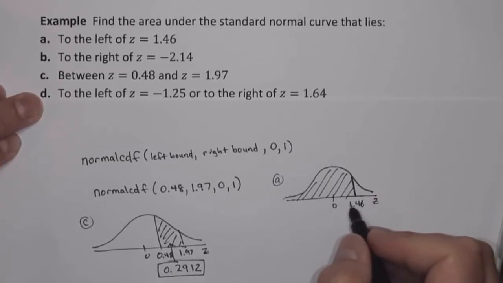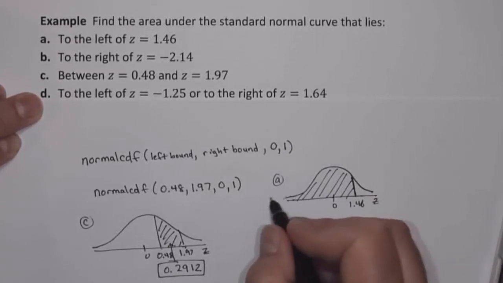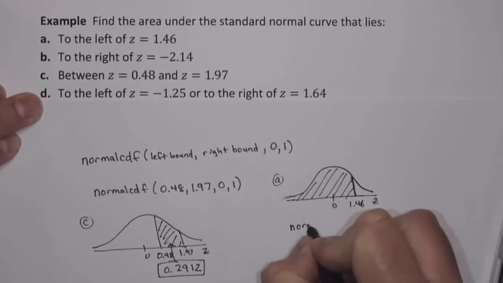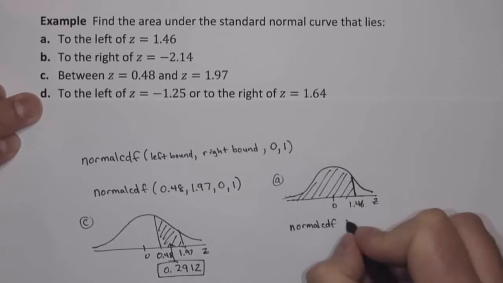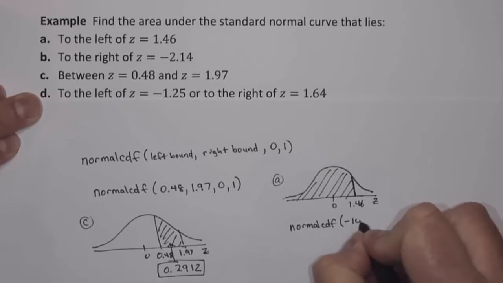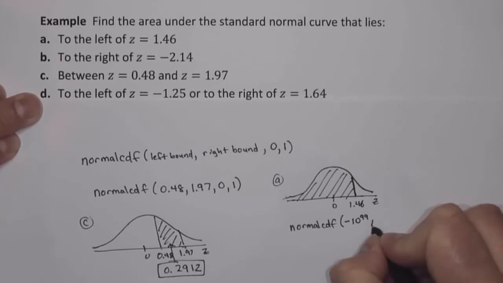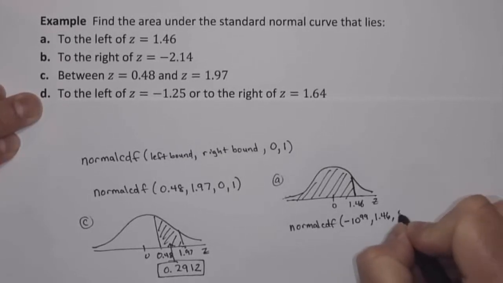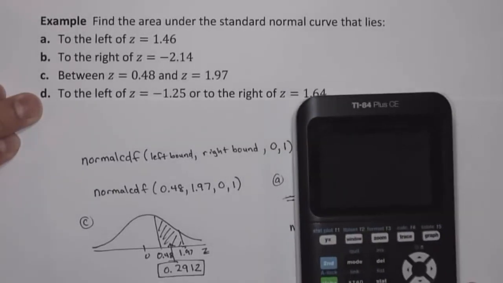So when this happens, we just use a really large negative number as our left bound. Okay? So we're going to use the command normal CDF. Okay? We're going to use a really big negative number. So I use negative 10 to the 99th power for that. And then we're going to put our right bound, 1.46, and our mean of 0 and our standard deviation of 1. Okay?